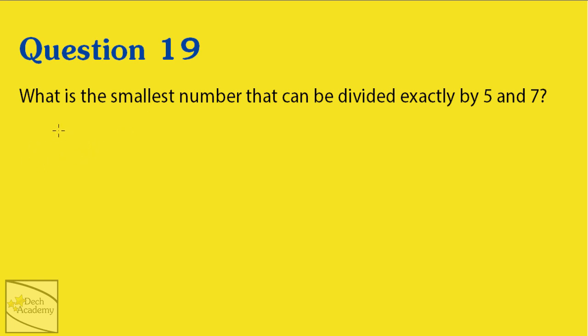So this question can be tricky, but you have to be careful. It says, what is the smallest number that can be divided exactly by 5 and 7? So let's start with the idea of a multiple of a number.